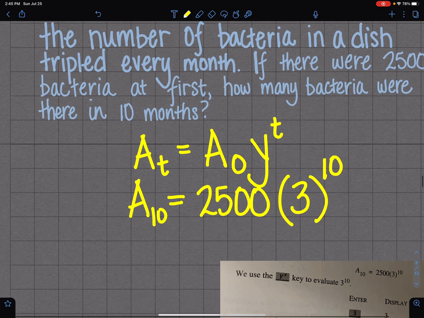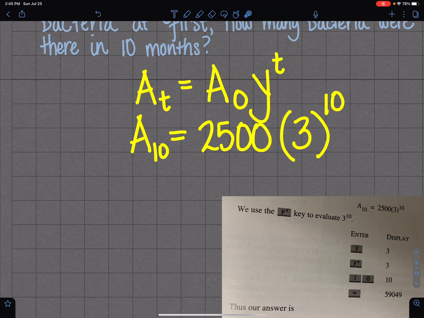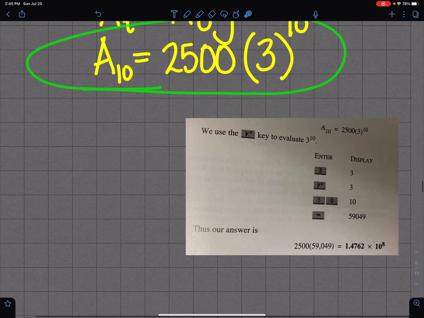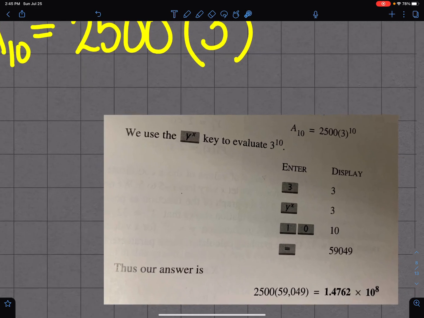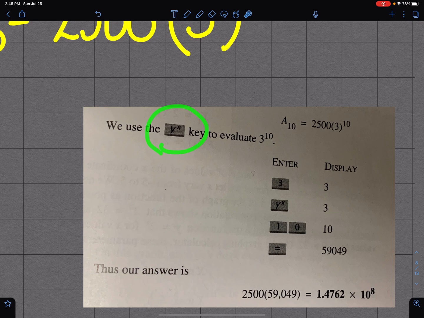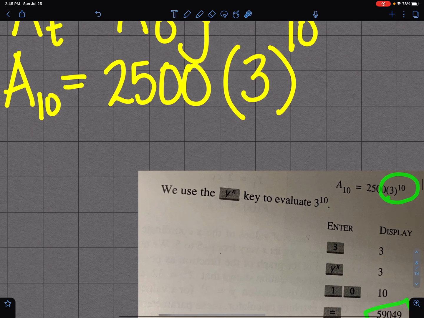So now, how do we figure out this problem? Well, we're going to start using our calculators. So this is 2,500 times 3 raised to the 10. So first, we have to figure out this part, 3 raised to the 10th power. So use your y to the x key, put in the number 3, then y to the x, then put in 1, 0. That's what it says on your display. And then when you hit equal, it turns into this. And you can see how exponential growth multiplies super rapidly. Okay, but that's not the answer. That's just the 3 raised to the 10. So we have to multiply.